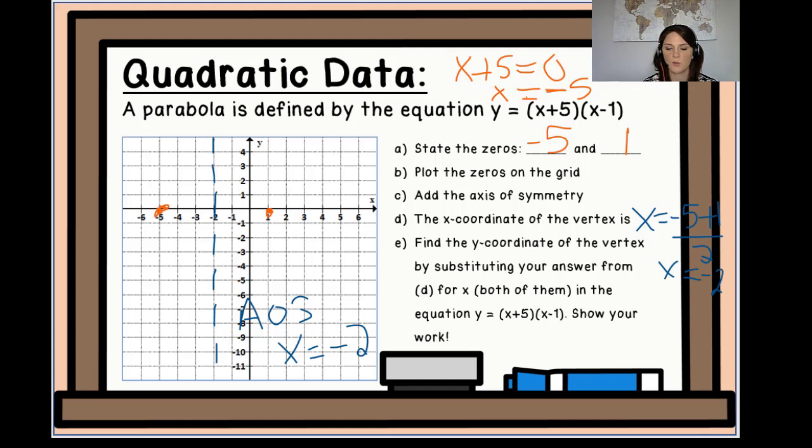Okay, so the next thing we're going to do is find the y-coordinate of the vertex. We're going to do this by substituting our answer from part D, the x value of the vertex, into y equals x plus 5 times x subtract 1. Let's go ahead and do that substitution. When we simplify inside the bracket, negative 3 times 3 is negative 9. So that means the vertex is at negative 2, negative 9. Let's go ahead and record that on our parabola.